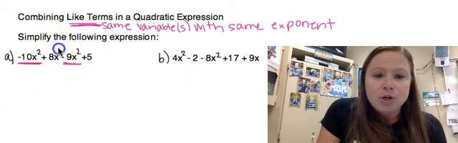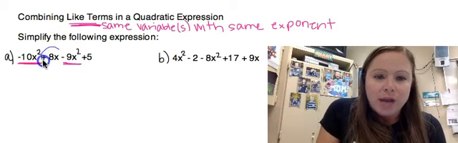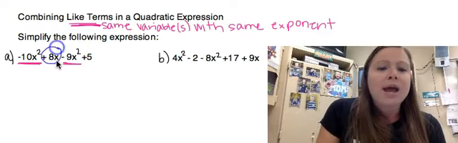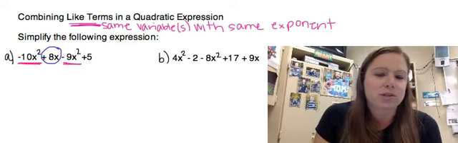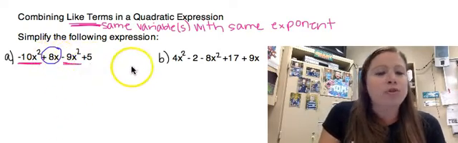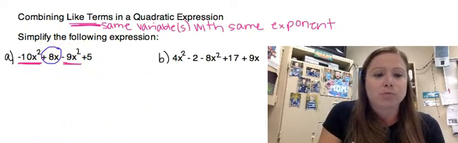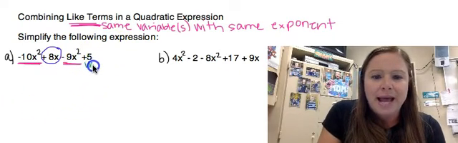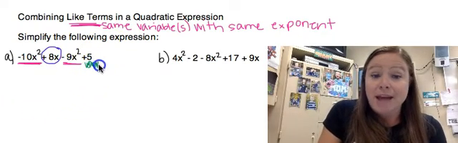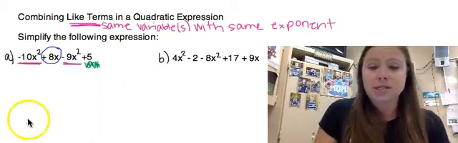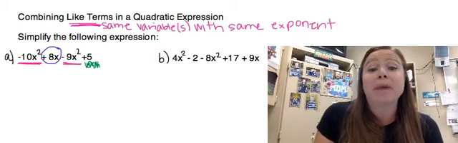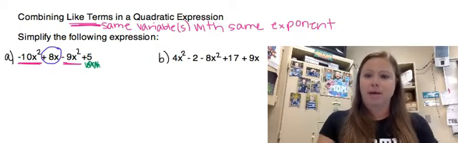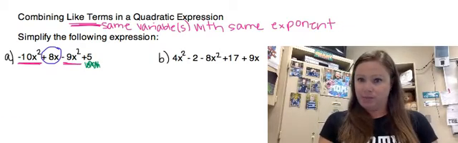My next term, which I'm going to identify with the circle, is an x to just the plain power, so x to the first. If I look over, there are no other x to the first terms, so nothing else that goes with that. And then finally, my last term does not have a variable, so it's a constant, so it is also by itself. So when I go to write my final answer, we generally write them from highest exponent to lowest exponent.